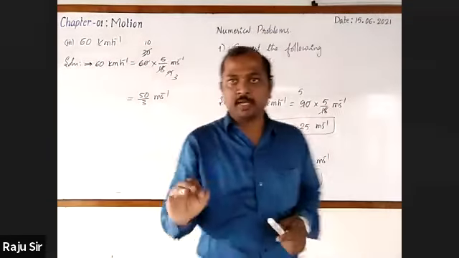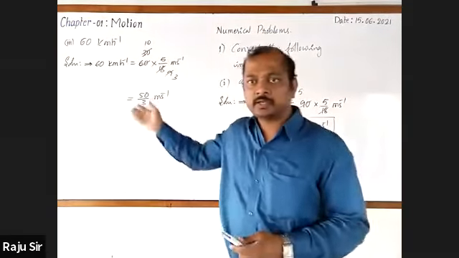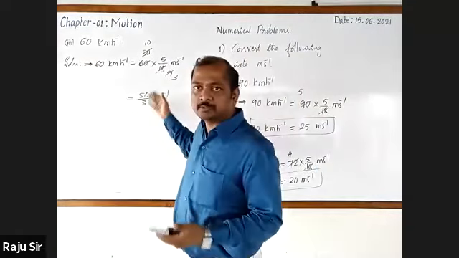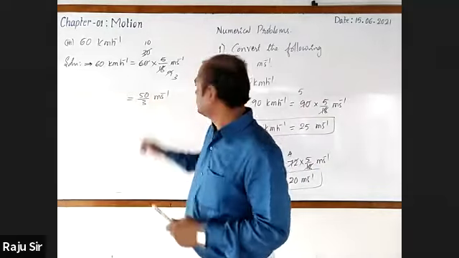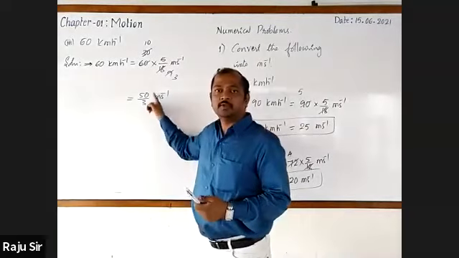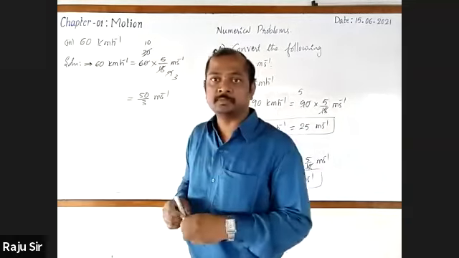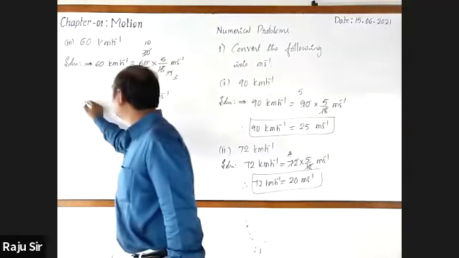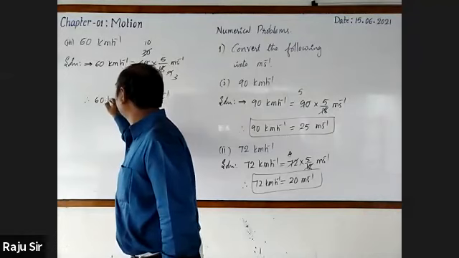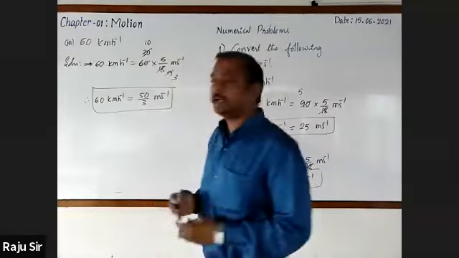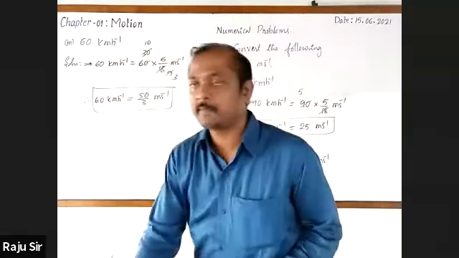If it is terminating, you may continue that. If it is non-terminating, like recurring, you can express that in fraction only. The denominator 3 is there. When you simplify this, you will get a non-terminating recurring decimal expansion. Therefore, you will write this as 60 kilometer per hour is equal to 50 by 3 meter per second.